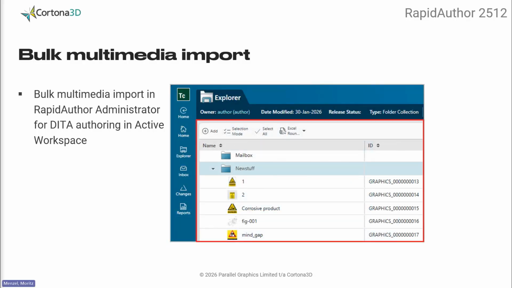In our sample, the names have been generated automatically. It's the graphics number in the right column. Yeah, that's visible.